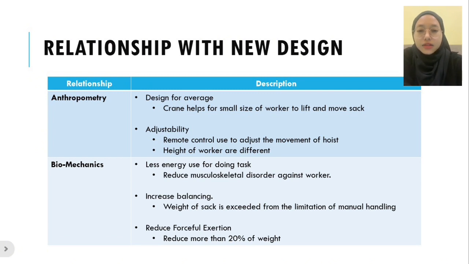Next is biomechanics. Less energy is used for doing tasks, and it can reduce musculoskeletal disorders in workers, and it can improve balance because the weight of the sack exceeds the limit of manual handling based on the initial ERA checklist. It can also reduce forceful exertion, because in the old design the worker needed to bend more than 90 degrees. The new design reduces more than 20% of the weight while doing tasks.